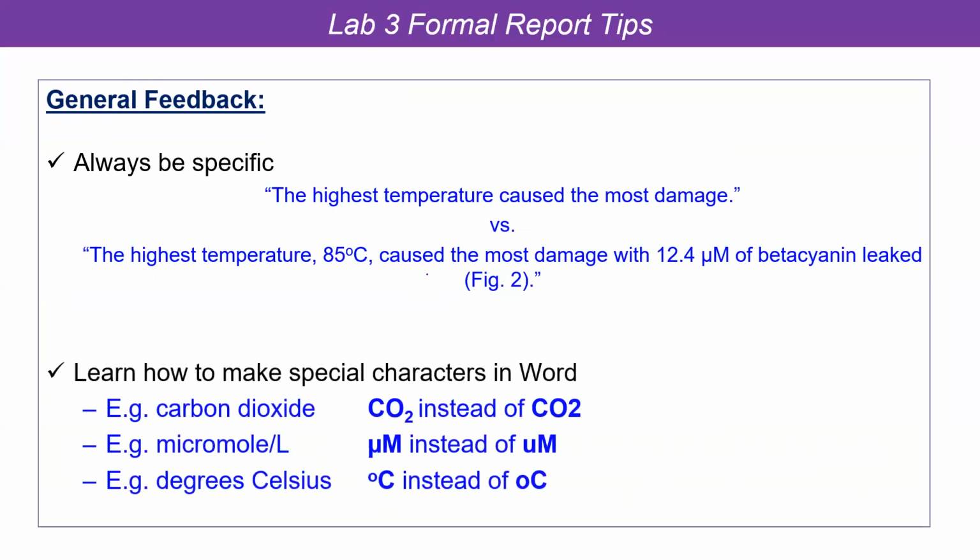Number two, try to make your report clean and professional. One way to do this is to use special characters. So for example, for carbon dioxide, you want to use the subscript feature. For micromole, you want to use the special Greek symbol. For degrees Celsius, you want to have the proper degrees symbol instead of a 0 or something like that. So learn how to use these features in Word. If you don't know how to do them in Word, drop by my office anytime and I'll show you how to do it.